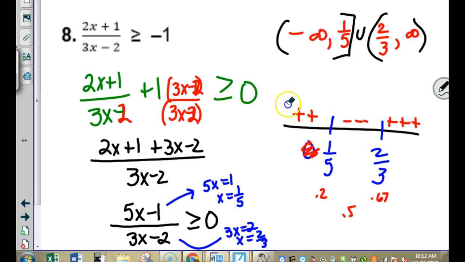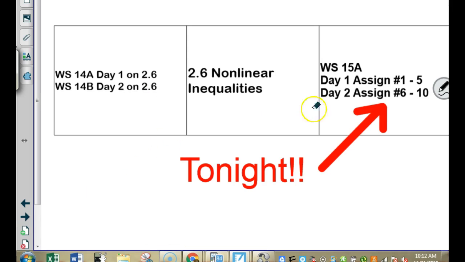Any questions? So 6 through 10. 6 through 10 on worksheet 15A.